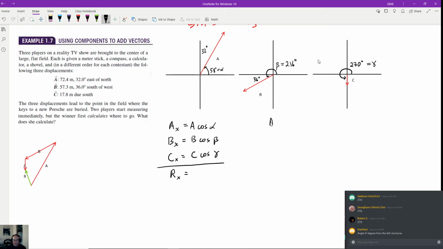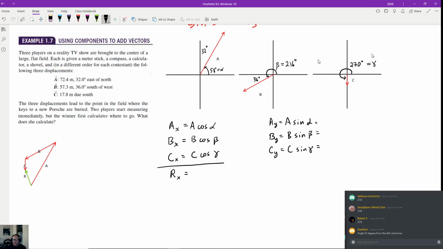Then if I want to find ay, by, and cy, this is going to be a sine alpha. This is going to be b sine beta. And this is going to be c sine gamma. Okay.